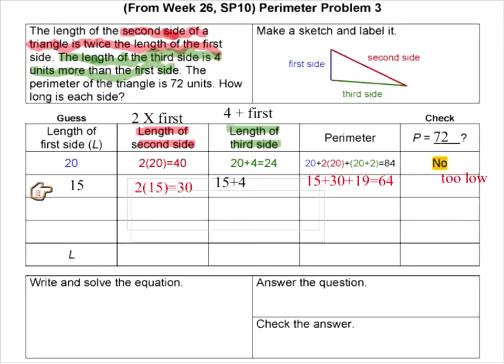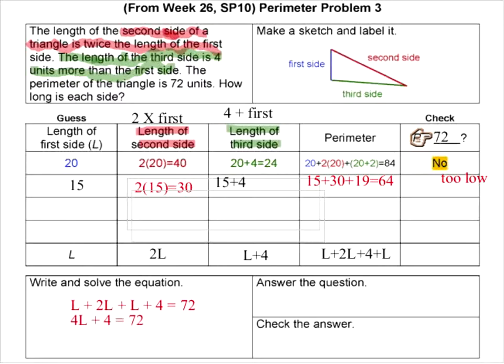So very good. Then again, we would finish up the problem by generalizing, writing the equation and solving it algebraically, and then going back to answer the question. The question is, how long is each side? So we better make sure that we have 3 parts to our answer: the length of the first side, second side, and the third side. And then double check by putting them all in, either in the picture or in the equation, to make sure that it adds up to 72.